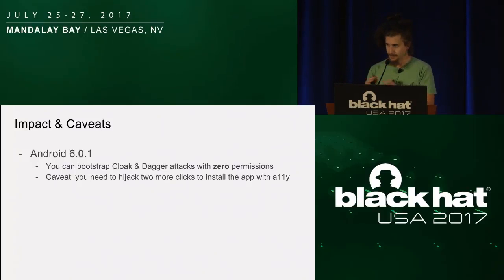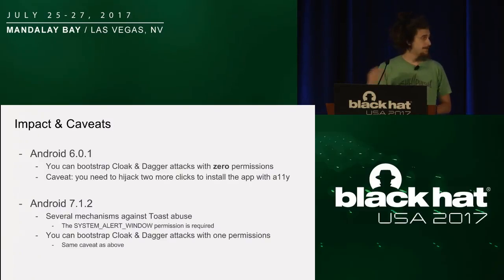The practicality issue is that you need to induce 2 more clicks to get the accessibility service. But for the invisible grid attack, you don't need an accessibility service. So out of the box, an application with 0 permissions can read exactly where you're clicking. This actually was fixed in Android 7.